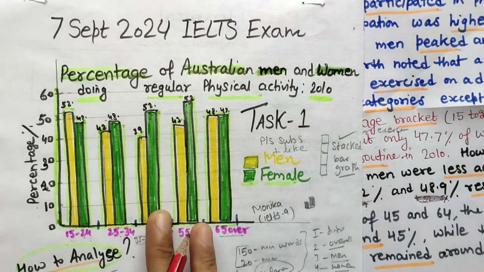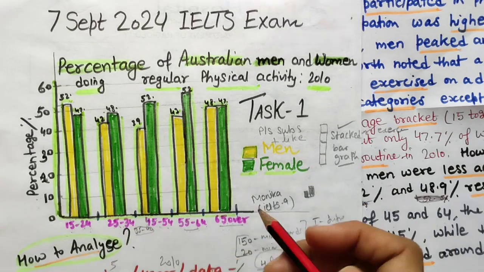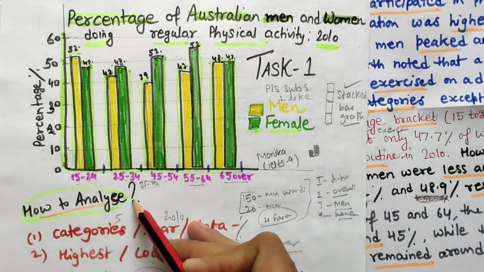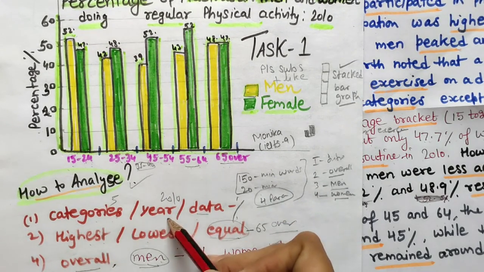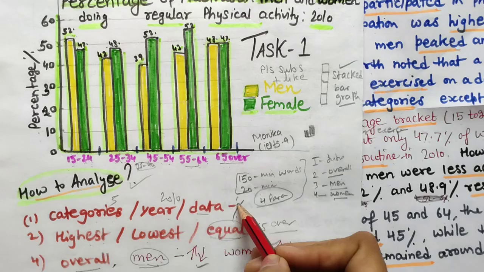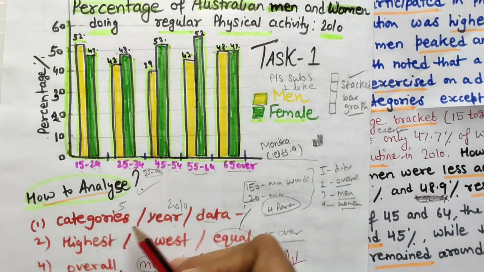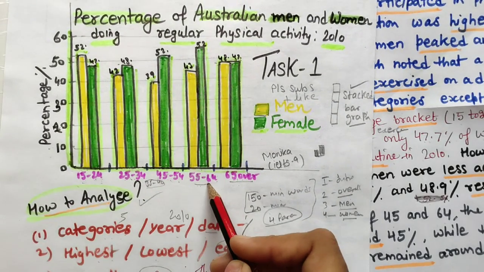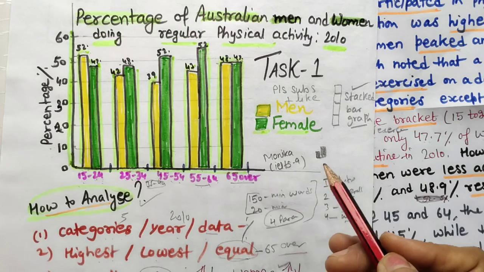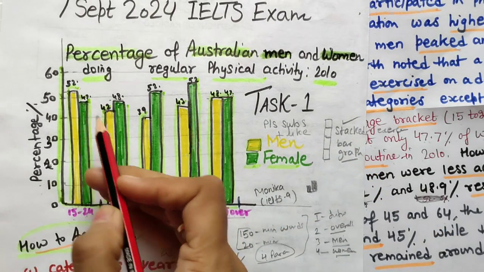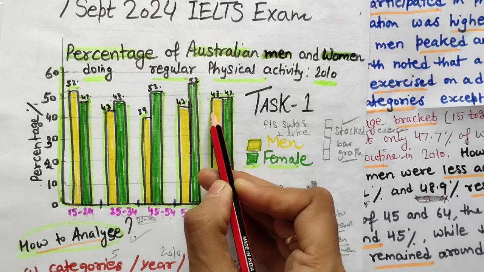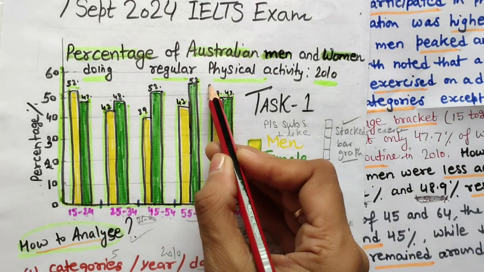Okay, now we have analyzed how. We have come to know about categories, year and data. So data is in percentage, year is past, and 5 categories you can see over here. And what else? Yes, this is the trend. Men's graph is going down, women's graph is going up.